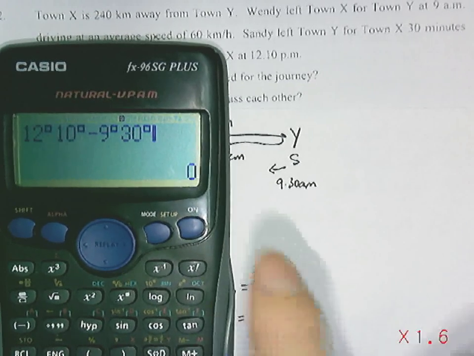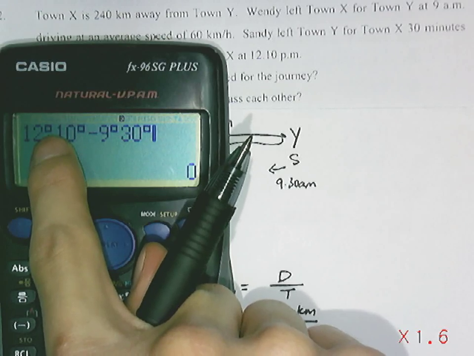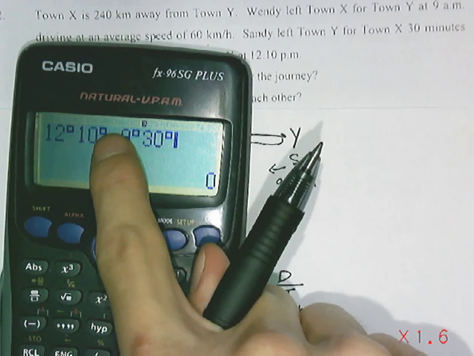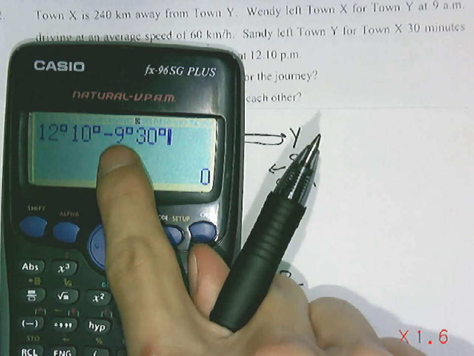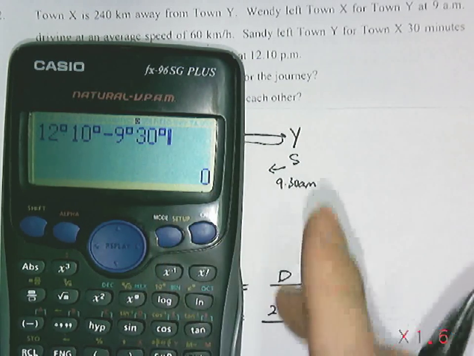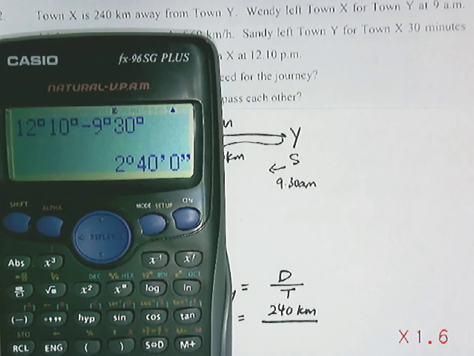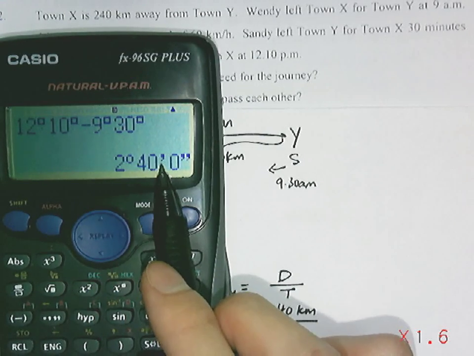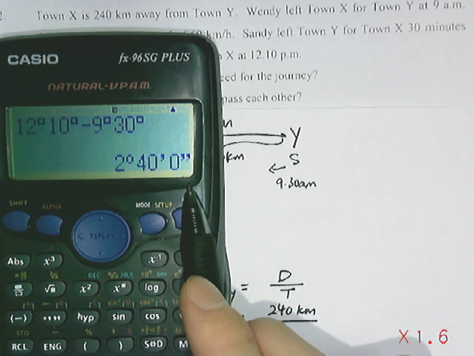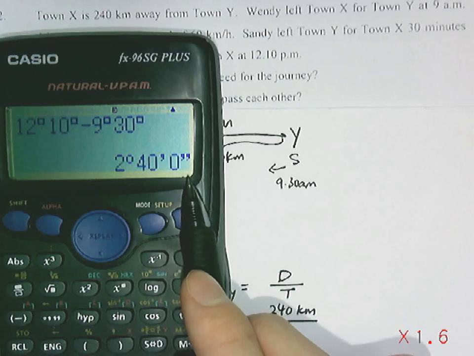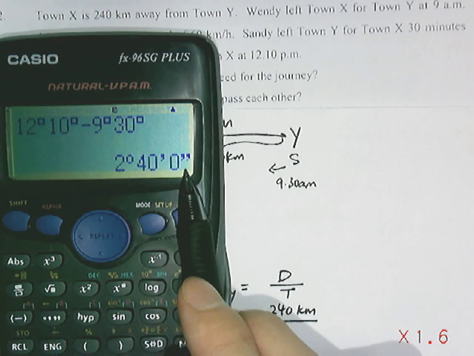The first square here represents the hour, the second one represents the minute. So it's read as 12 hours 10 minutes minus 9 hours 30 minutes. Press equal, and this will give you 2 hours and 40 minutes. The third symbol represents the seconds, but it's not needed in this question.